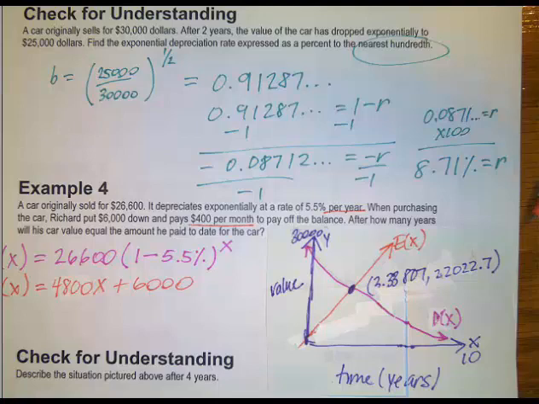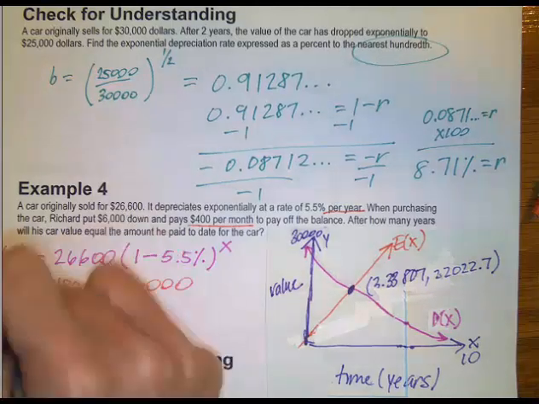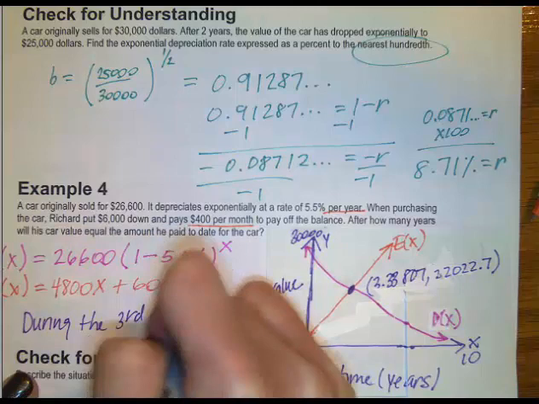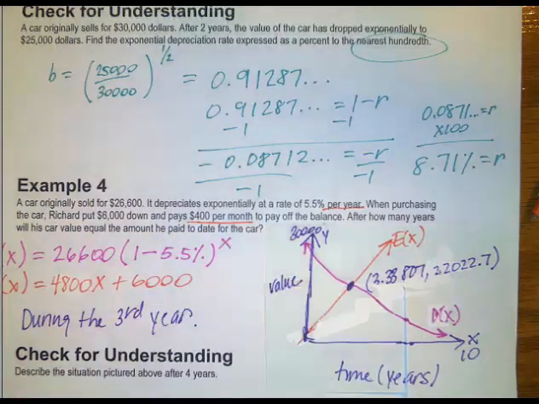So after how many years will his car value equal the amount he paid to date for this car? So you can say during the 3rd year. If they said specifically, you could say 3.3 years. It depends on what the directions are.